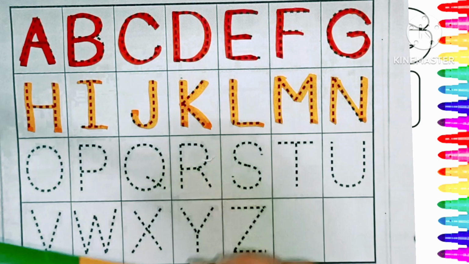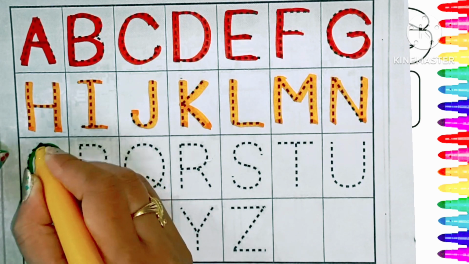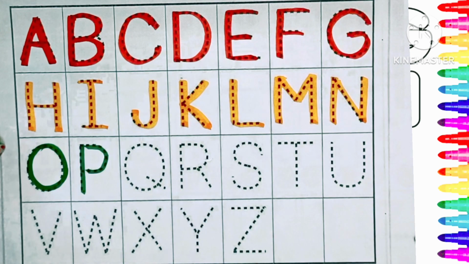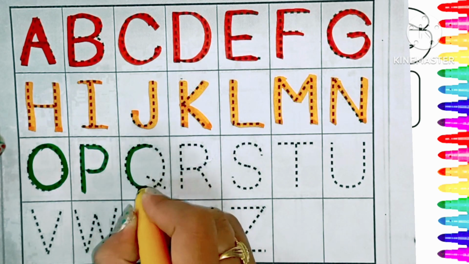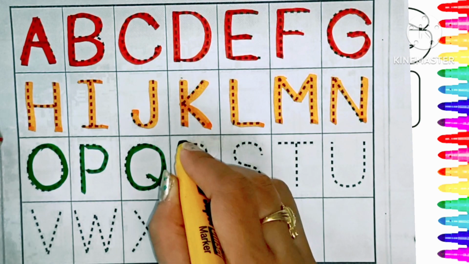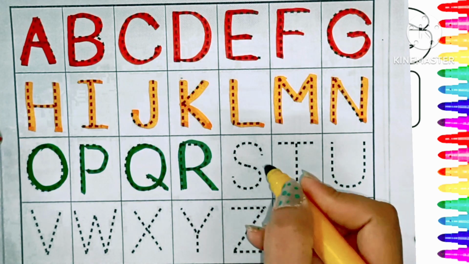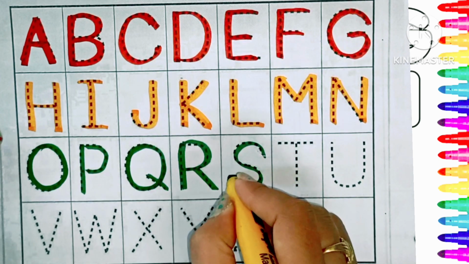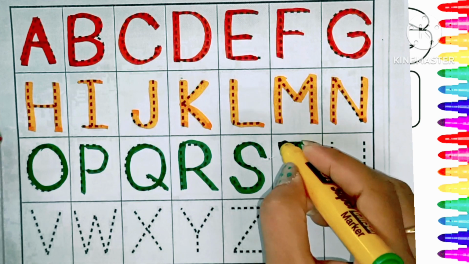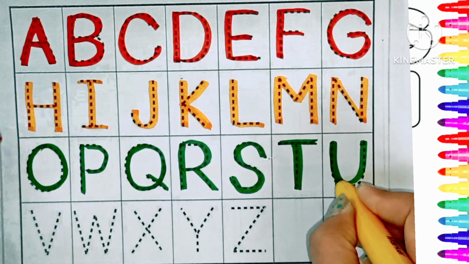ग्रीन कलर में लिखते हैं। O, O for orange, P, P for parrot, Q, Q for queen, R, R for rabbit, S, S for sun, T, T for tiger, U, U for umbrella.